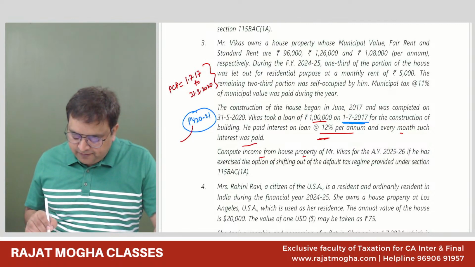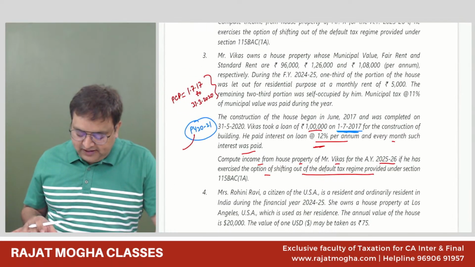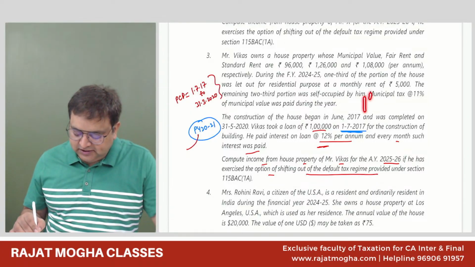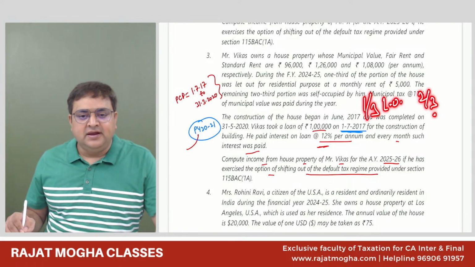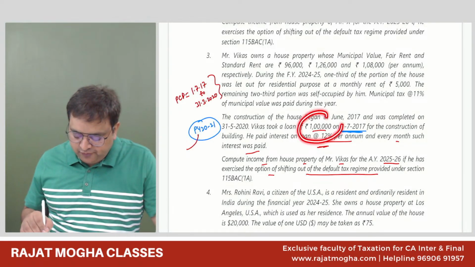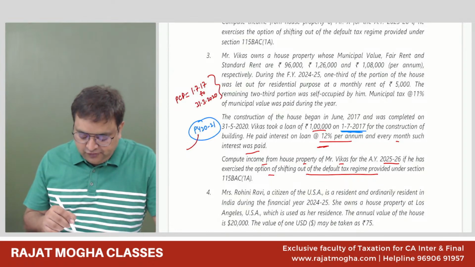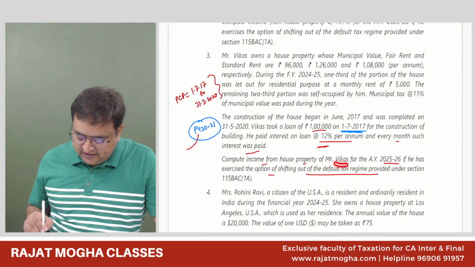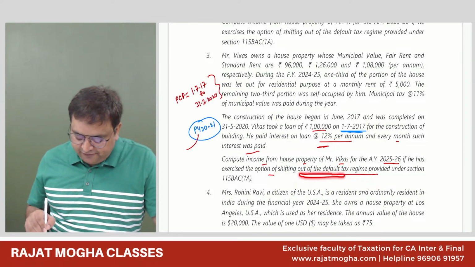Compute income from house property of Vikas for assessment year 25-26 if he has exercised the option of shifting out of the default tax regime. Again, he is following optional regime. So in this question, 1/3 of the property is let out, 2/3 of the property is self-occupied. There is a loan also going on the property. For the entire house, we have taken a loan of 1 lakh rupees at the rate of 12% per annum. There is a pre-construction period interest also. Now you have to calculate the income of Vikas under house property as per the optional tax regime. He has opted out from the default regime.